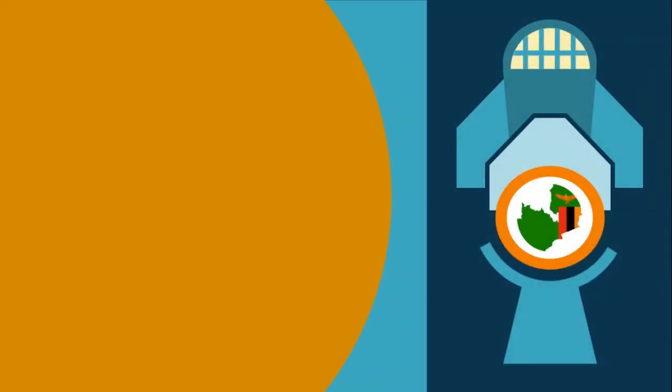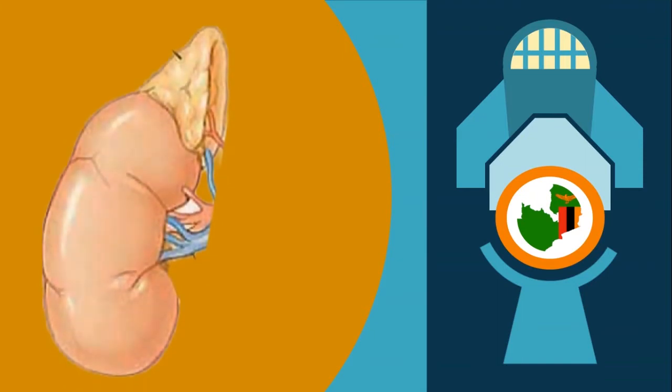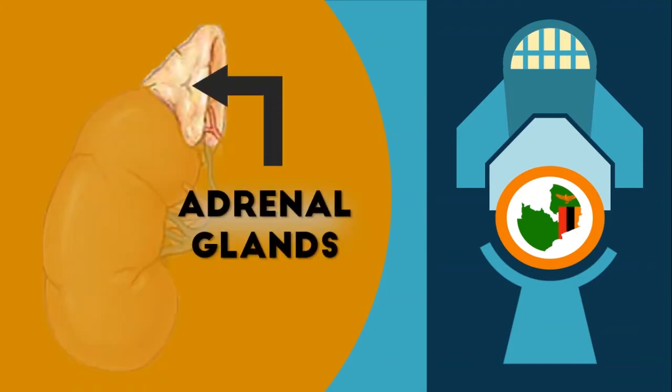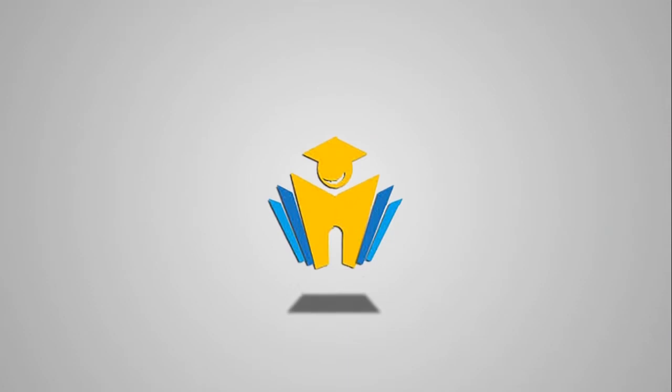Hi there. Above the kidneys, we've got a special structure known as the adrenal glands. In this video, we'll be looking at the names and functions of the hormones that are produced by the adrenal gland. This is Ed Online School.